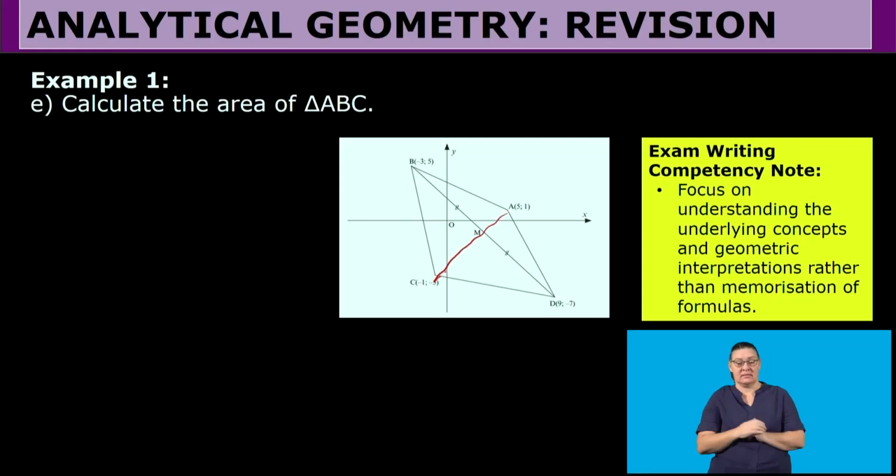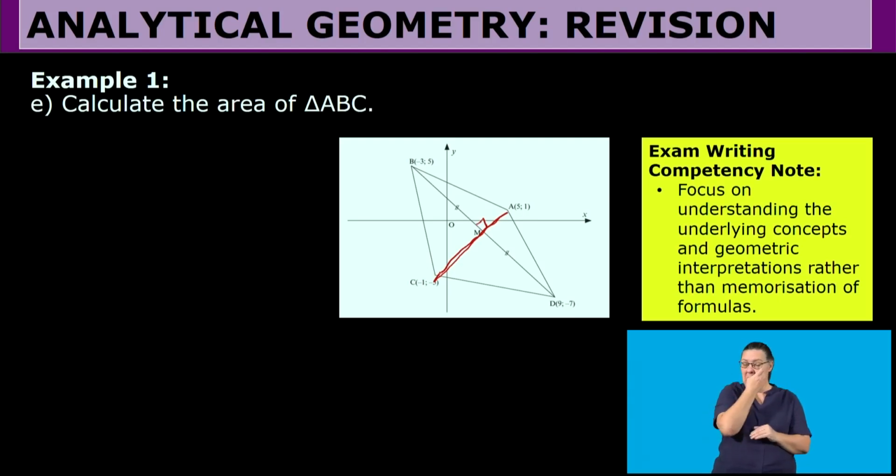Now again, there's different ways that we can work out the area of the triangle. We want to use the way that uses most of the information we've just worked out. So we've worked out that angle AMB is 90 degrees, and I know that area of a triangle is a half base times height.